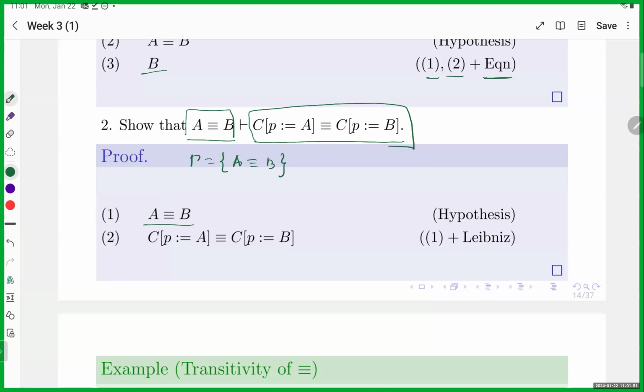Step 2, now that the numerator of the rule of inference called Leibniz is written, I can write the denominator. Right? If A is equivalent to B in any formula C, you plug in A or B instead of your P, you get equivalent formulas. That's what this formula is. Any questions?